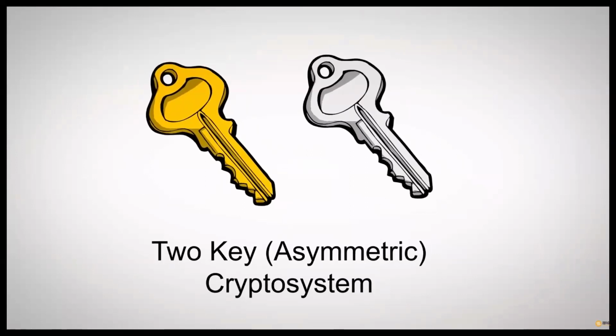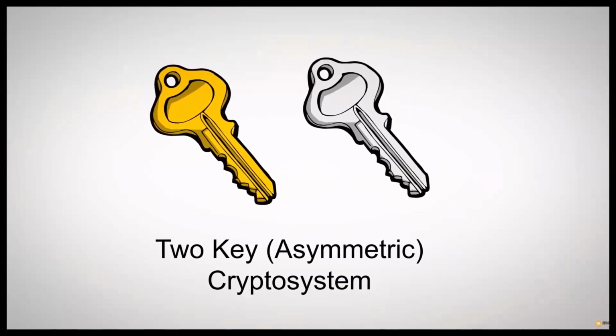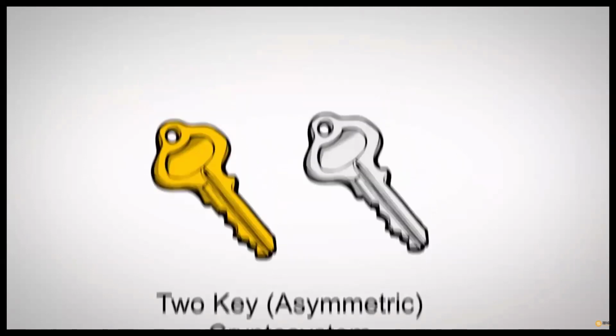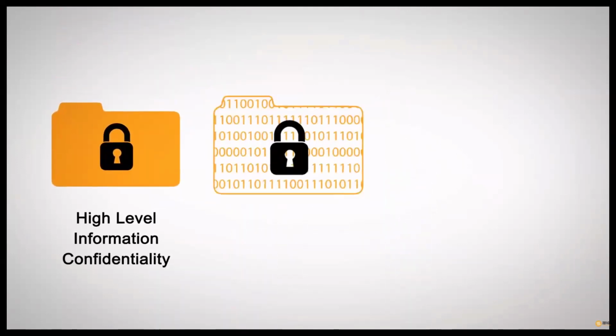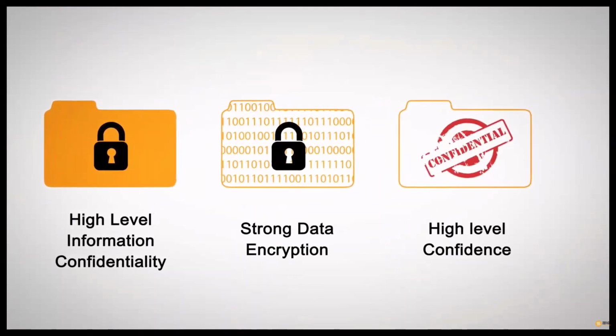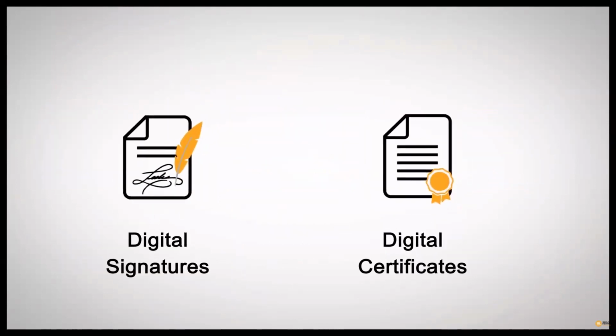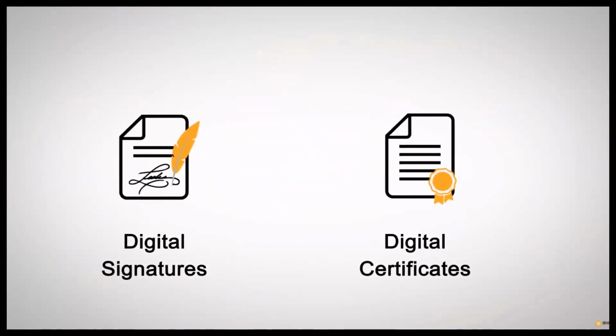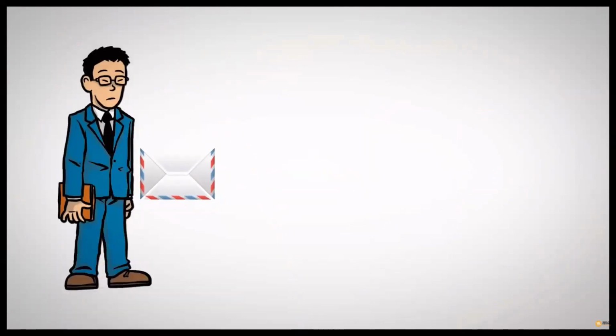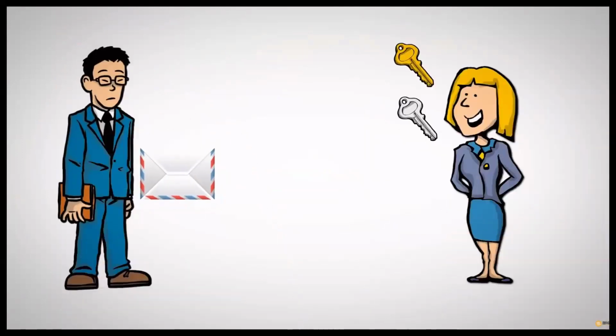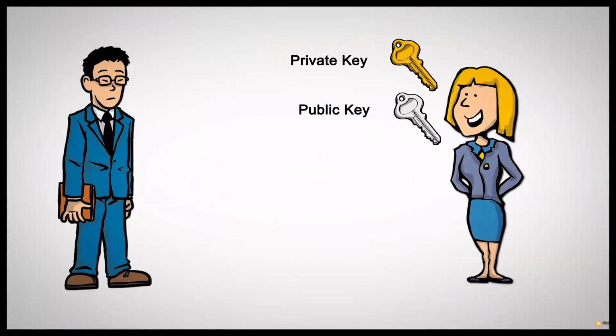PKI is a two-key asymmetric cryptosystem. It is a framework that allows different IT systems to have high level of information confidentiality through strong data encryption and high level of confidence through authentication with digital signatures and digital certificates. Let's say that Bob wants to send a secure message to Mary. Mary has a key pair that consists of the public key and the private key. These keys are statistically unique and mathematically related, yet they are different from one another.